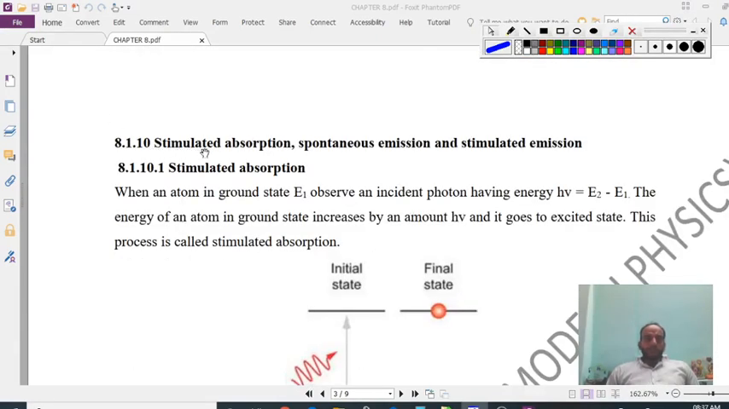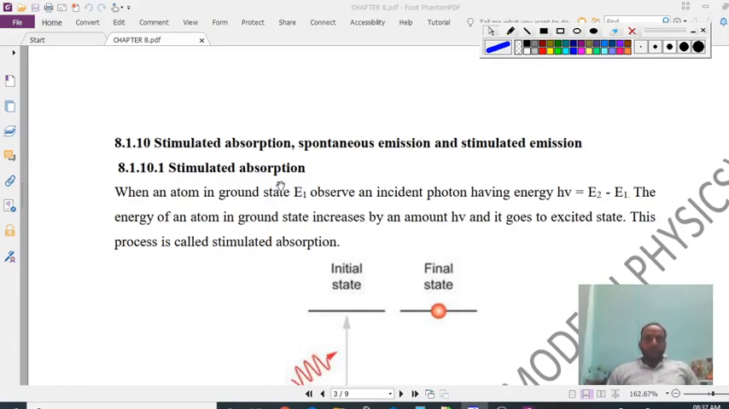Next topic is stimulated absorption, spontaneous emission and stimulated emission. These three terms are very important for laser action. We should have a good knowledge of these three terms.